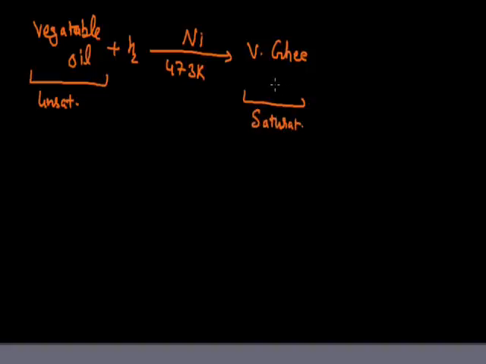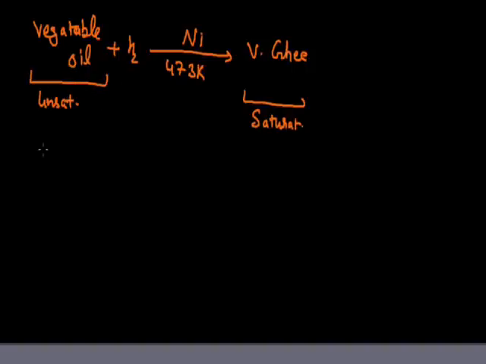So this hydrogenation reaction is used in the formation of vegetable ghee, that is a saturated hydrocarbon, and as the reactant we have used vegetable oil, an unsaturated hydrocarbon.